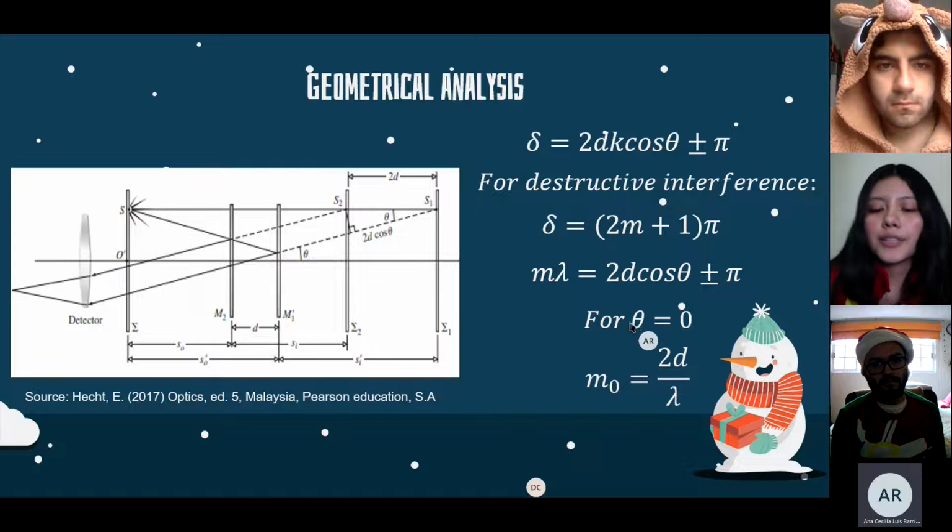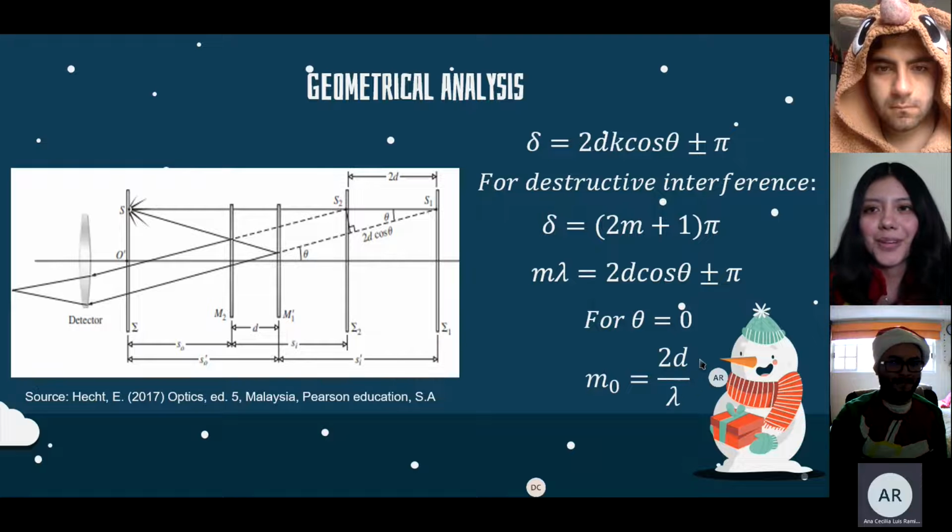And as we can see, if we substitute theta equal to 0, meaning that m sub 0 is going to be 2D over lambda, and this number is going to be a really, really huge number associated with the central minimum of the pattern. So my partner Diego is going to explain to you how we are going to use this m sub 0.